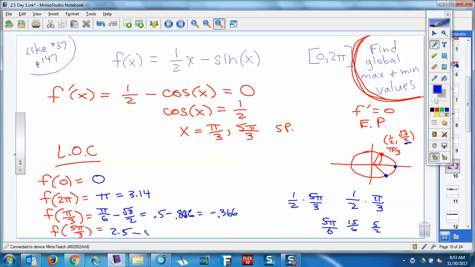So negative 0.866. So minus a negative, that's about 3.366. So it actually came in fairly close here to what pi was. So it looks like my max is here, and my min is right there.